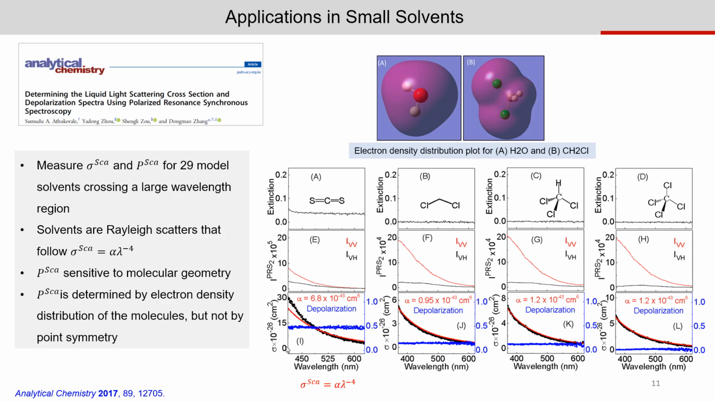The rod-shaped carbon disulfide has a scattering depolarization as large as 0.5, while the globular carbon tetrachloride has zero scattering depolarization. Actually, these two molecules have identical point symmetry, which indicates that the scattering depolarization is defined by the electron density distribution but not the point symmetry.